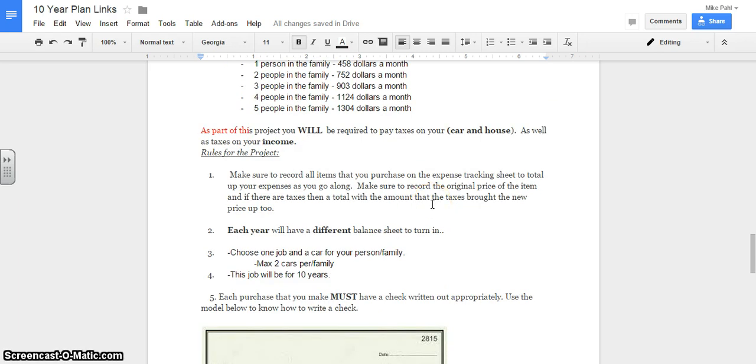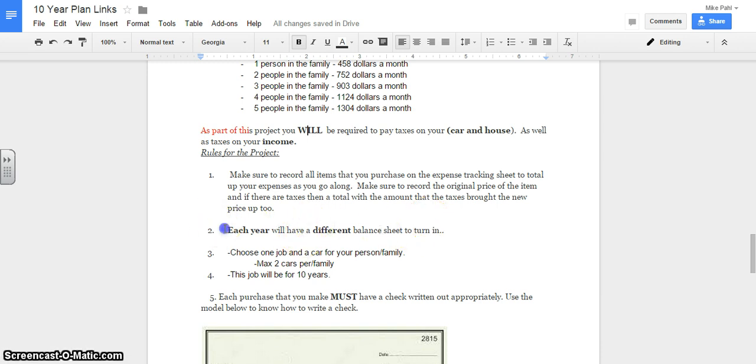Rules for the project. You must record all items that you purchase on the expense tracking sheet to total your expenses as you go along. Make sure you record the original price of the item, and if there are taxes, then a total with the amount that the taxes brought the new price up to. So for example, the car was $20,000. You have to add on the 5.6% tax, then your new price would be higher.